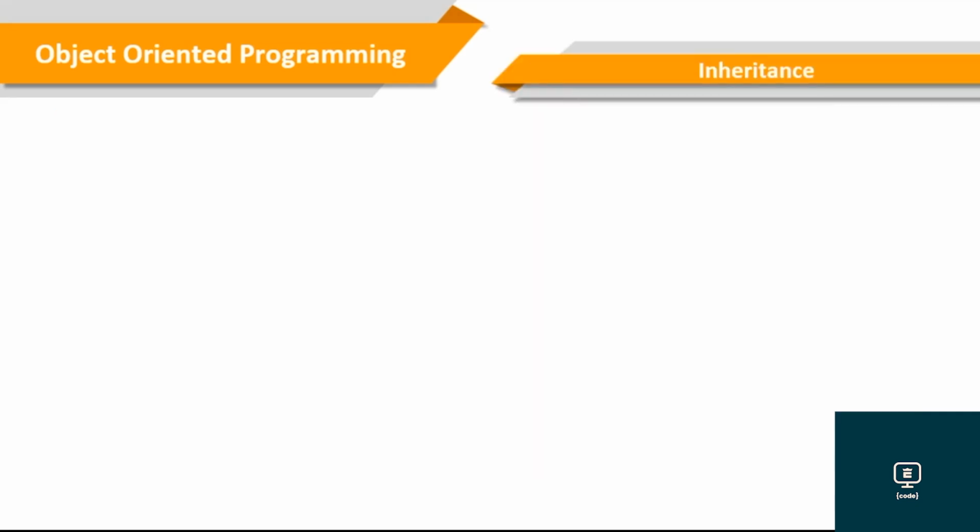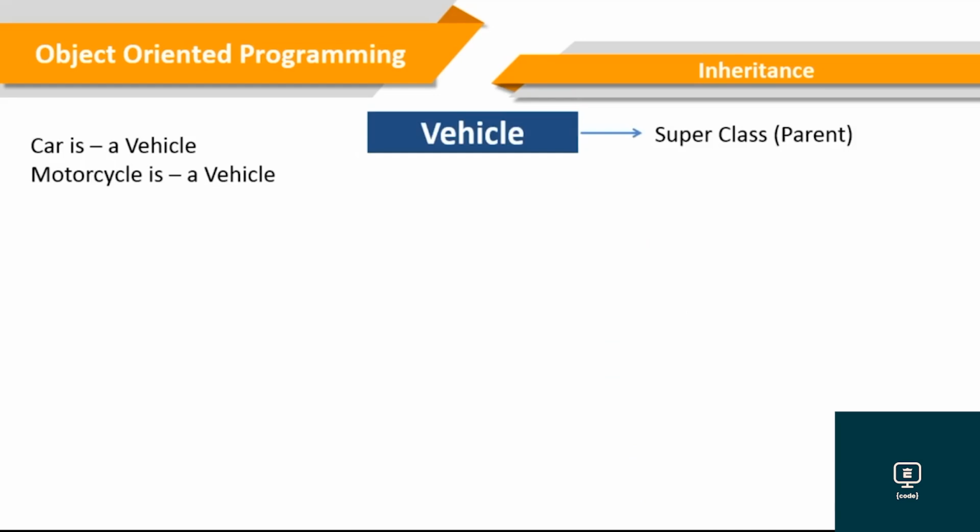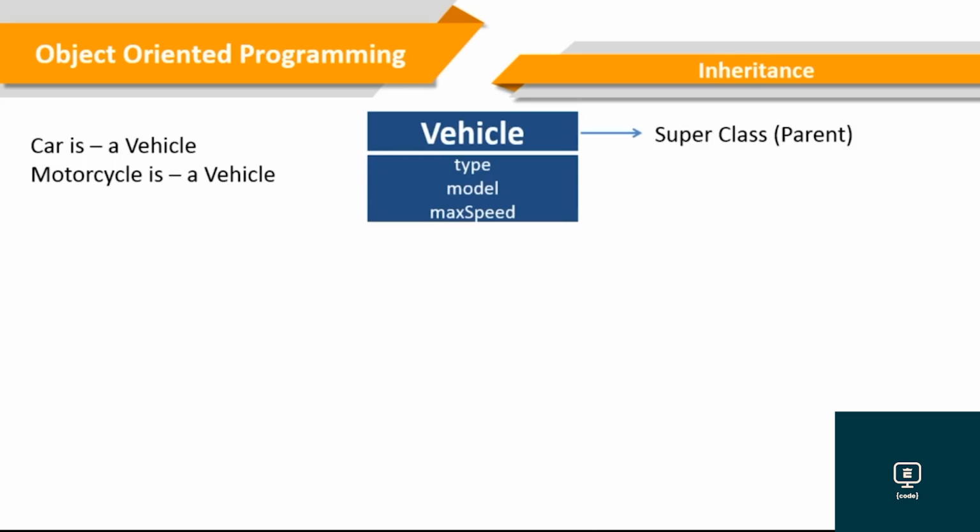Inheritance. So inheritance is a fundamental concept of object-oriented programming. It's used when we have an is-a relationship between objects. In Java, all classes can inherit variables and methods from another class. Inheritance enables us to reuse existing code. So in our example, we have a superclass, Vehicle. All vehicles have a type, model, and max speed. Also, all vehicles can start and stop, right? So this is the base class.